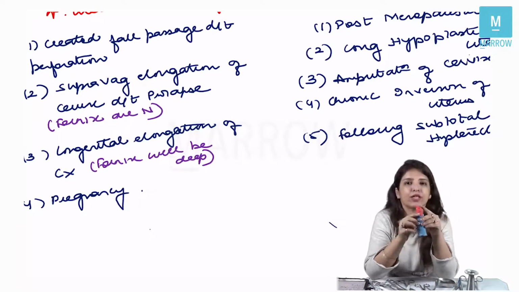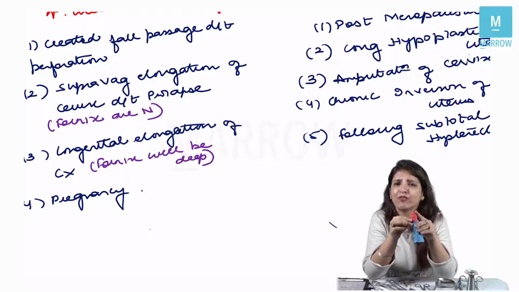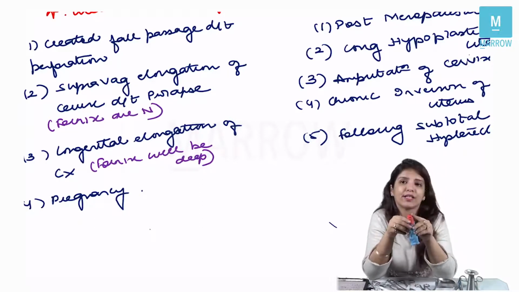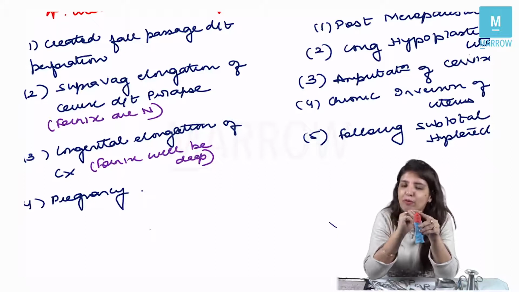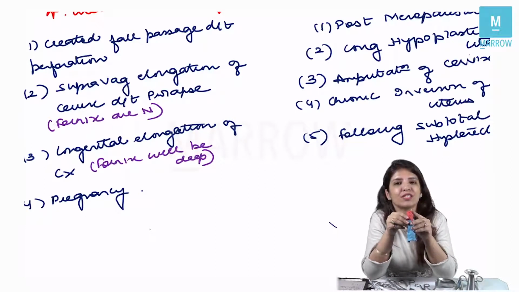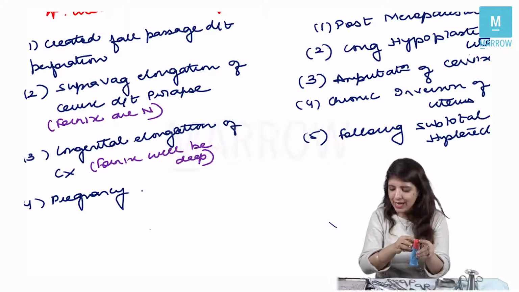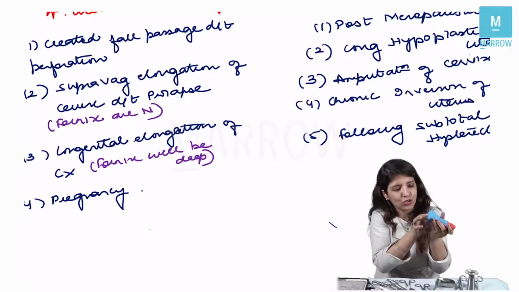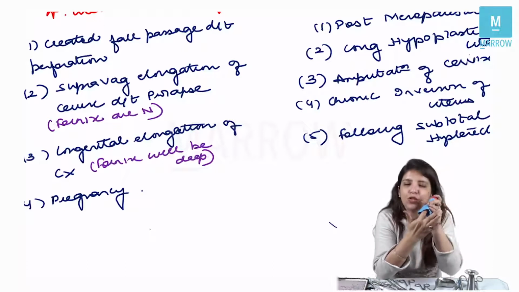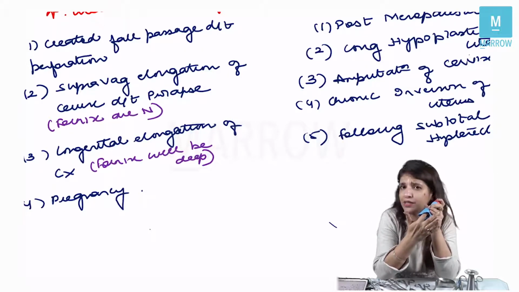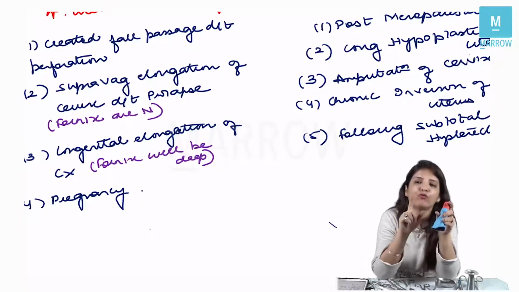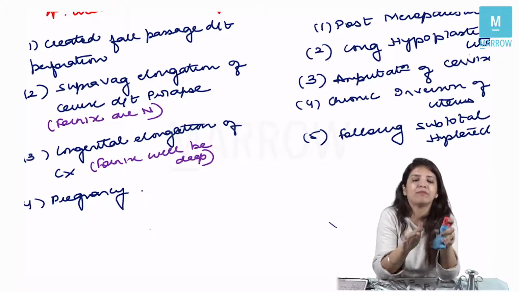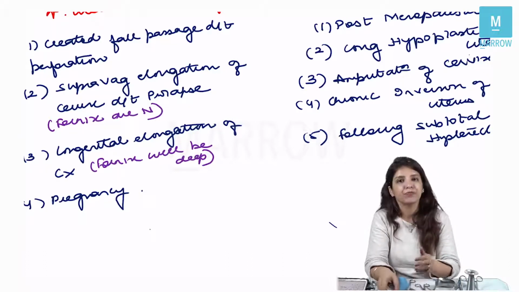Now the moment you are going to say this, the next question which the examiner is going to definitely ask you, and will be very impressed if you give the correct answer, is, how do you differentiate supravaginal elongation of the cervix from congenital elongation of the cervix? So remember, supravaginal elongation of the cervix is seen when the uterus prolapses. And in that case, the fornices, these fornices over here, will become more deep. So if you are getting very deep fornices, that means there is supravaginal elongation of the cervix. But if the fornices are normal, then that means it's a congenital elongation of the cervix.